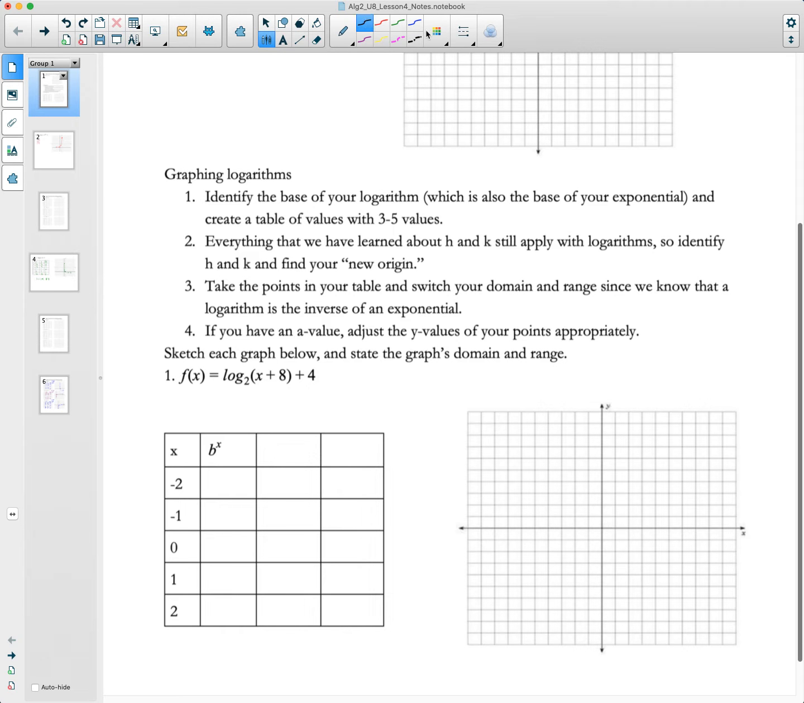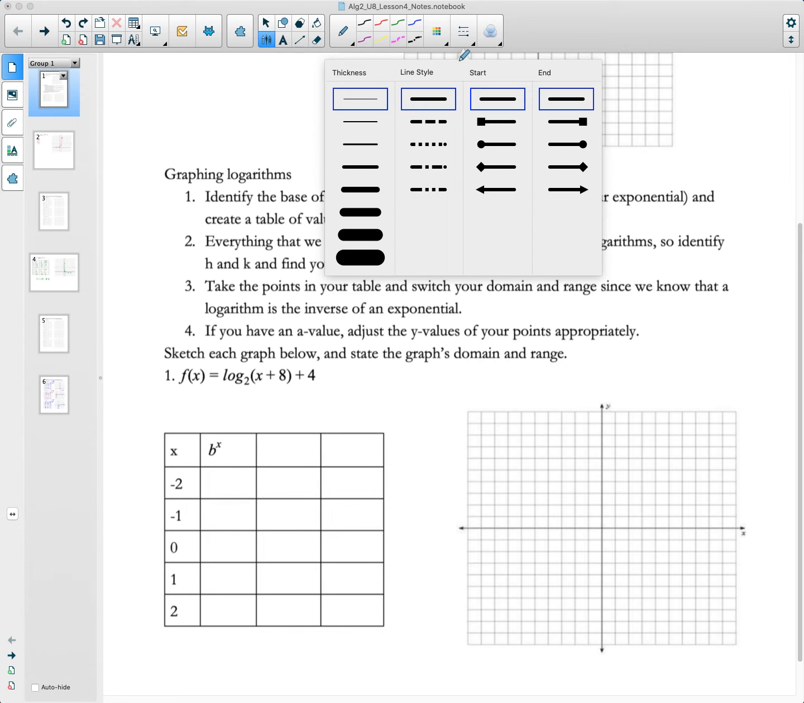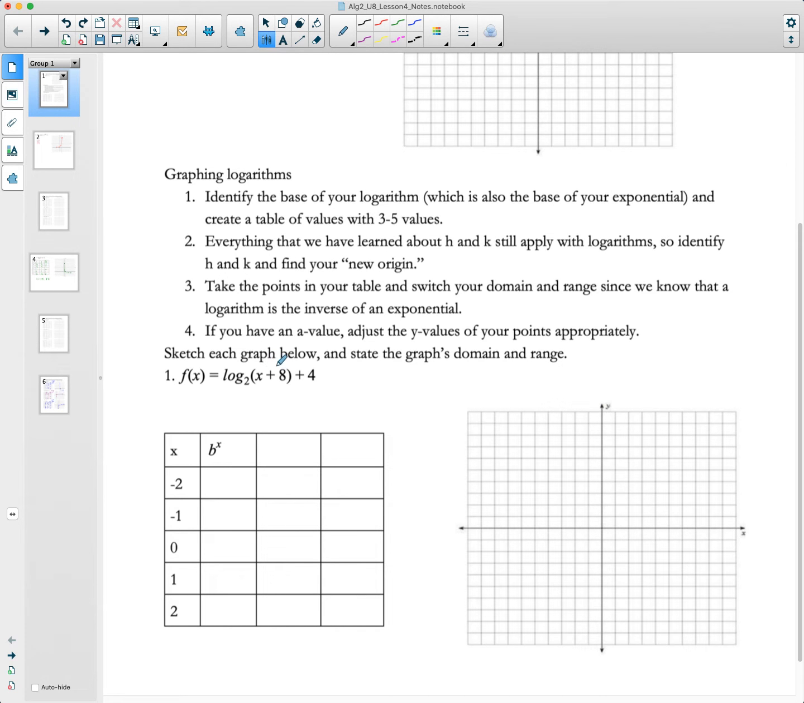So when we look at our function here, we have our logarithm. We have log base 2 of x plus 8, plus 4. So now notice we're base 2. So if I think about that, we're really working with 2 to the x. And so if we were to generate our table values for 2 to the x, just like you did in the opener, we know that 2 to the -2 would be 1/4. We know 2 to the -1 would be 1/2. We know 2 to the 0 would be 1. 2 to the first power would be 2. And then 2 squared would be 4.